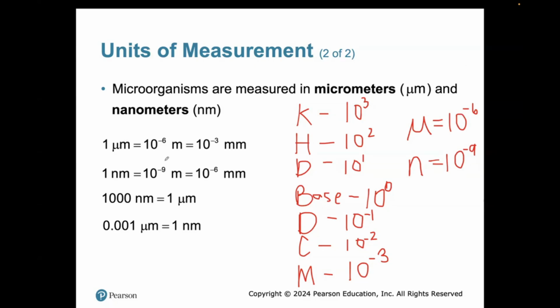With nanometers, 1 nanometer is equal to 10 to the minus 9 meters, which is also equivalent to 10 to the minus 6 millimeters. All right, same thing. Going from this 10 to the minus 9 meters to the 10 to the minus 6 millimeters, you're going to be getting smaller in that particular value. All right, so 1,000 nanometers is equivalent to 1 micrometer, and then 0.001 micrometers is equivalent to 1 nanometer.